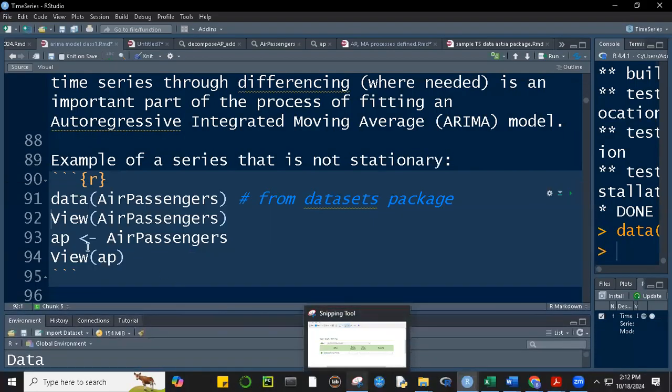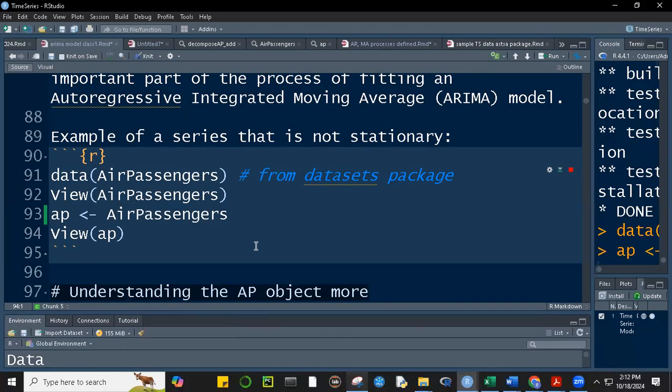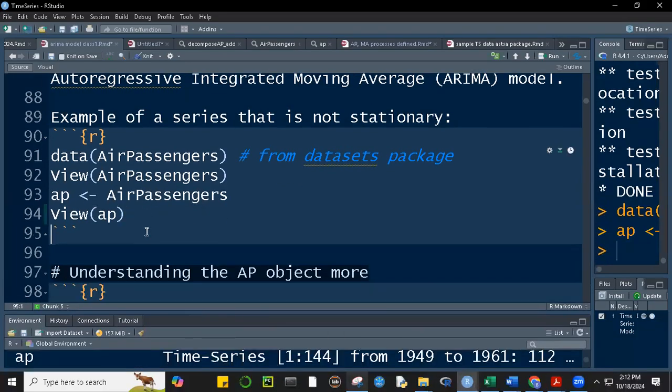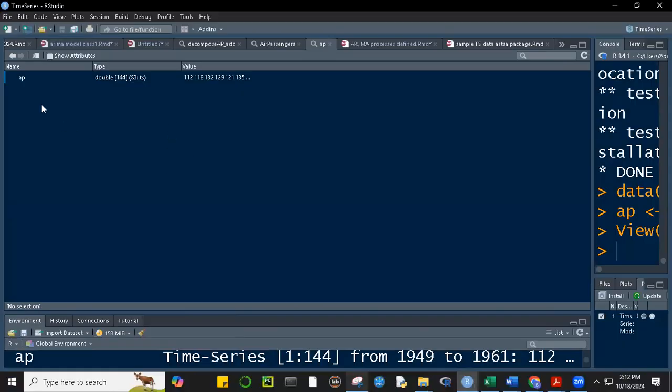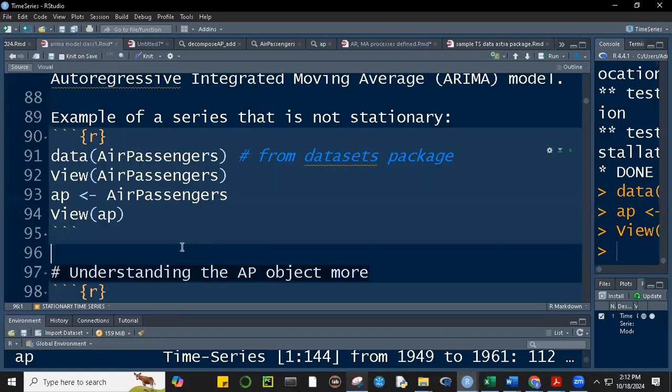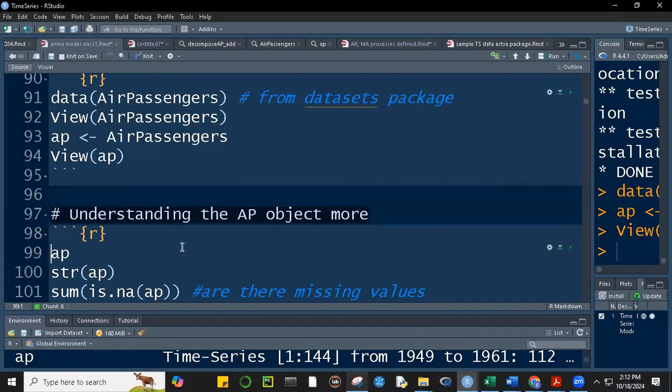So let's create a shortcut, AP, class. We're creating this object so the name is shorter, because AirPassengers is long. Let's run this, and then let's print our AP. So this is our AP, a double, 144 time series. This is a vector, 112, etc. And we can plot this. So let's plot this so we can see its behavior. Understanding the AP object here.